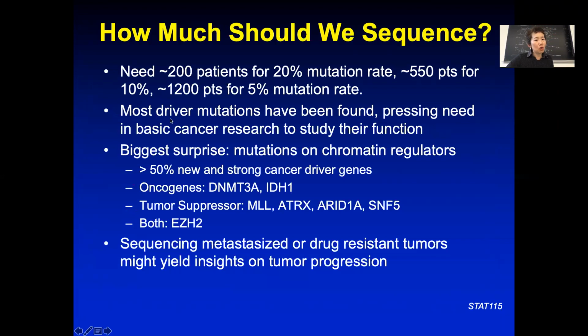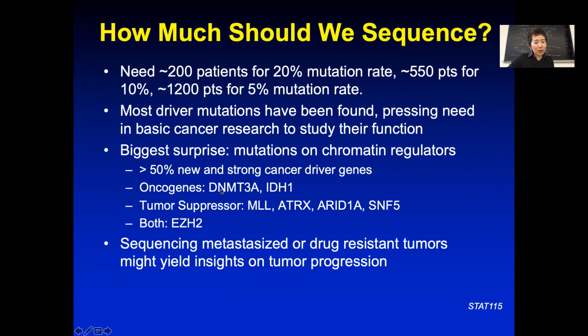Yeah, so most of the strong driver mutations have been found. Right now, the research is to understand the function of these mutations, why they drive cancer. And the biggest surprise is the mutation on epigenetic regulators. In fact, over 50% of new and very strong cancer driver genes are on epigenetic regulators.